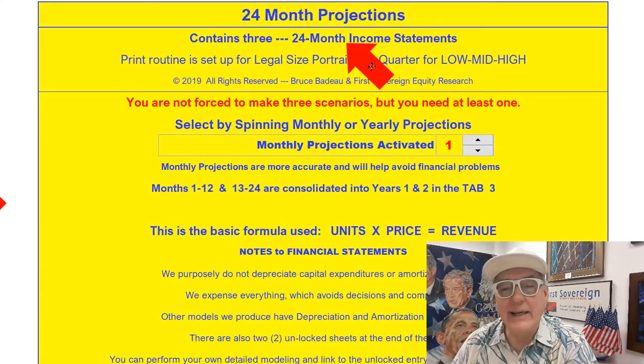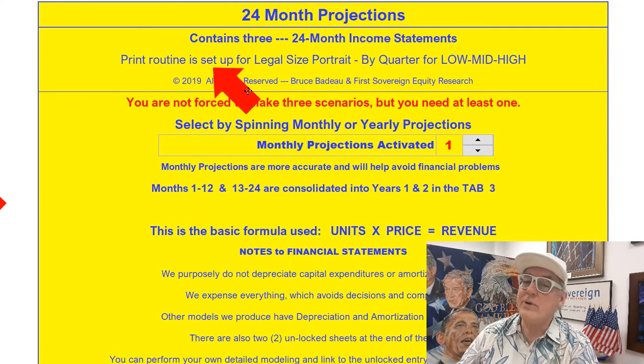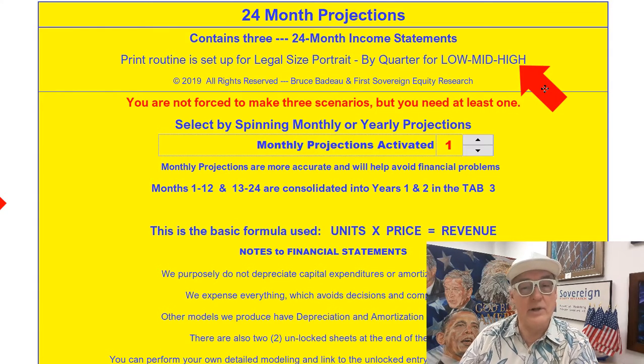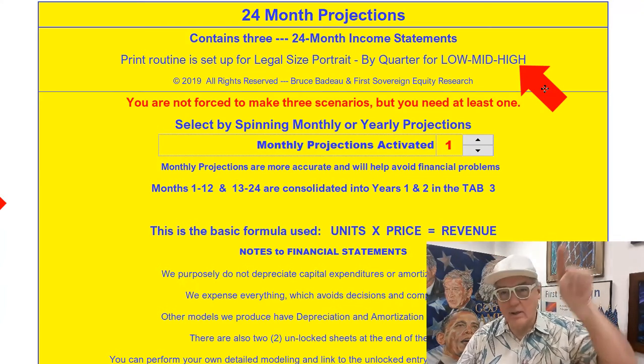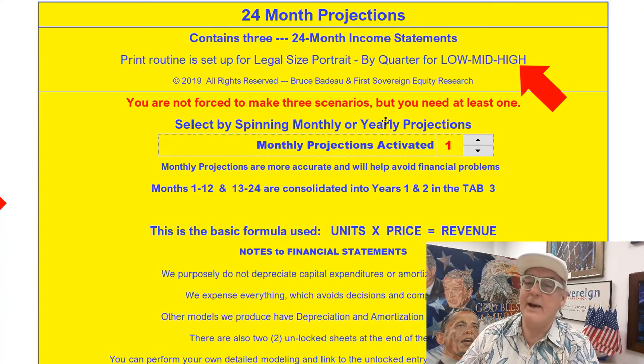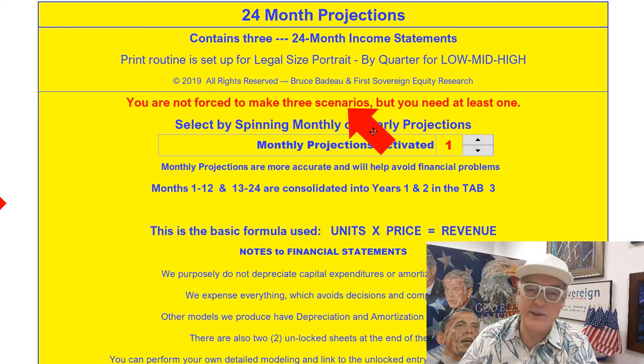This section contains three 24-month income statements. The print routine is set up for legal size portrait by the quarter for low, mid, and high. That means you're going to get three columns and the line items on a piece of legal paper, tall. Now, I like scenarios by the month for the detail. You don't have to do it, but it's wise.